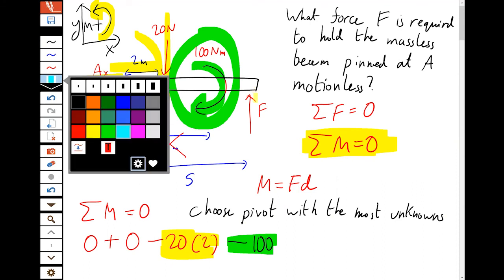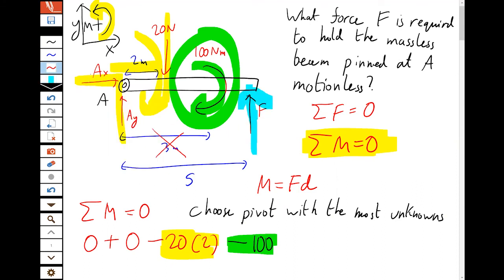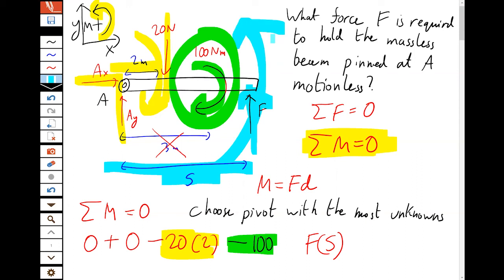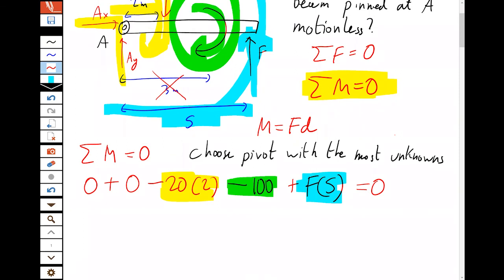And then finally, we have the force F 5 meters away. And that's turning counterclockwise around A, so that's positive. And that's all of the things that are acting on the beam. And that all adds up to 0. And now we've got that lovely thing, one equation with one unknown. And we find we have minus 140 plus 5F is 0. So F is 28 newtons.